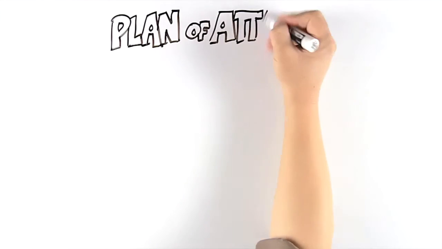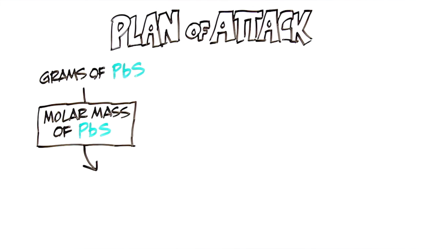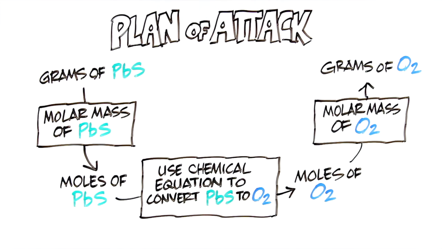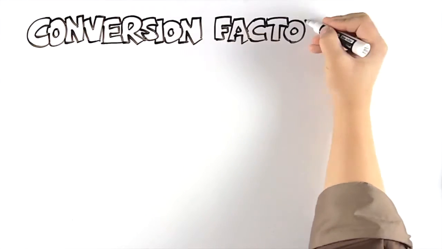The next step is how do we go from grams of lead-2 sulfide to grams of oxygen gas? The plan of attack is to use the molar mass of lead-2 sulfide to convert grams of lead-2 sulfide to moles of lead-2 sulfide. Once we're at moles of lead-2 sulfide, we can convert to moles of oxygen gas because we know the chemical equation and the relationship between lead-2 sulfide and oxygen gas. Once we're at moles of oxygen gas, we can convert back to grams of oxygen gas by using the molar mass of O2. So we need to find 3 conversion factors.